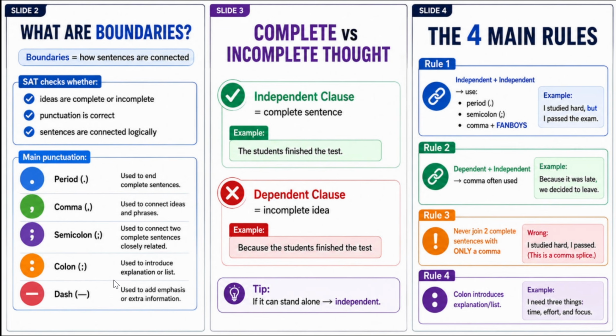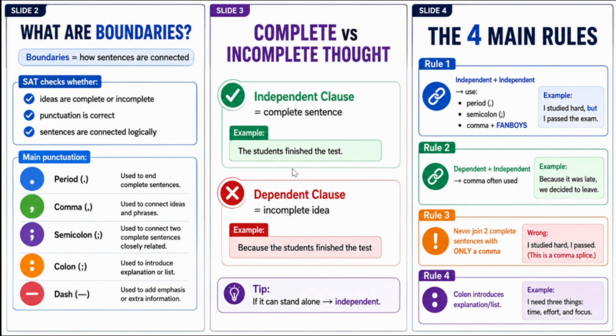Now, before learning the rules, we must understand one very important concept: complete thoughts versus incomplete thoughts. In ACT boundaries questions, everything depends on the question: can the sentence stand alone? An independent clause is a complete thought. Example: the students finished the test. This sentence has a subject, a verb, and a complete meaning. So it can stand alone.